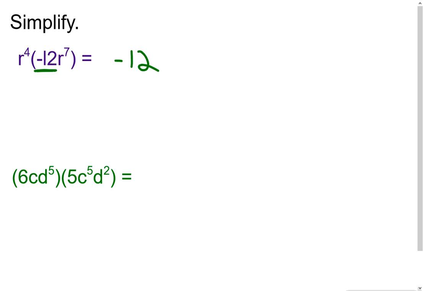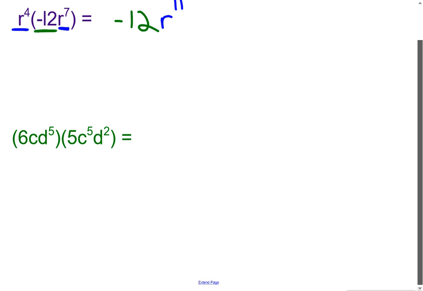And then I'd go to the r's. Well, I have r to the fourth times r to the seventh. Remember, when we multiply bases that are the same, we get to add the exponents. So my base still stays r, but my exponent now is 4 plus 7, which is 11. And I've multiplied my monomials together, and I have a simplified answer.